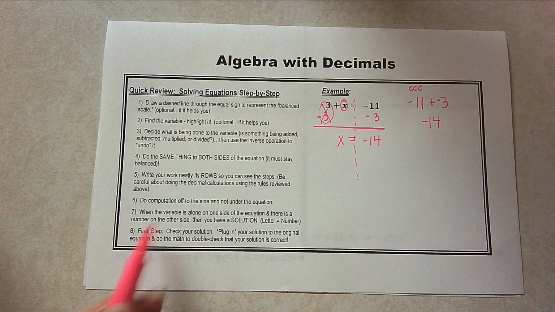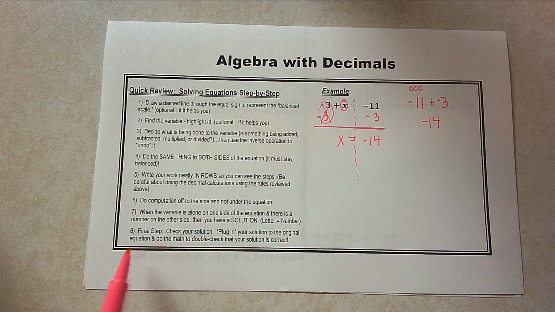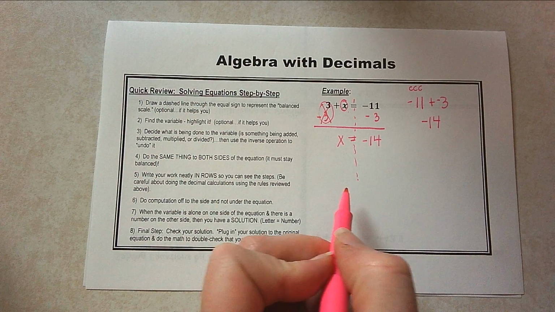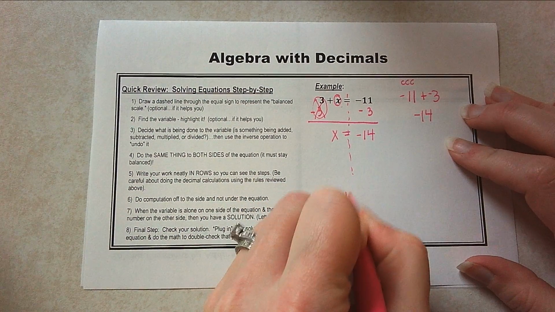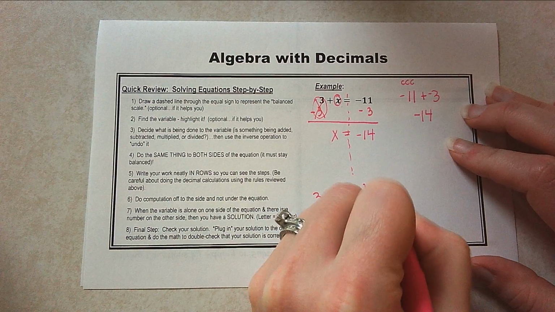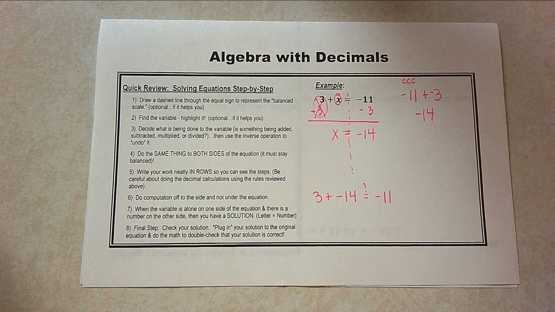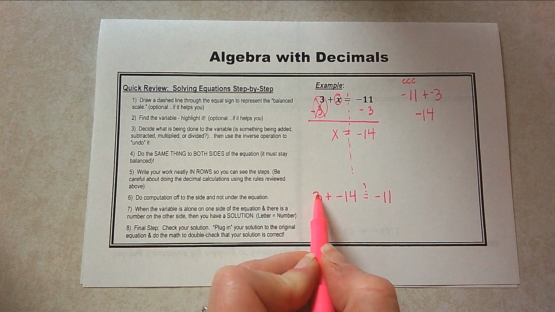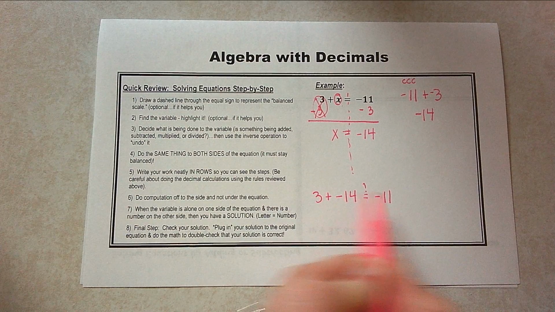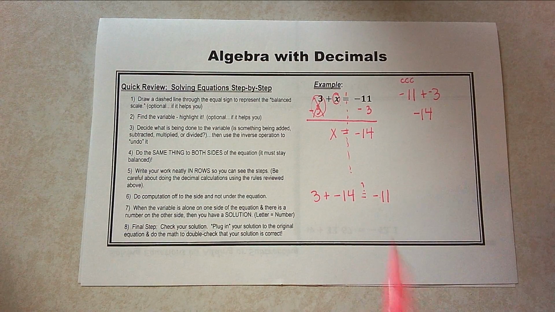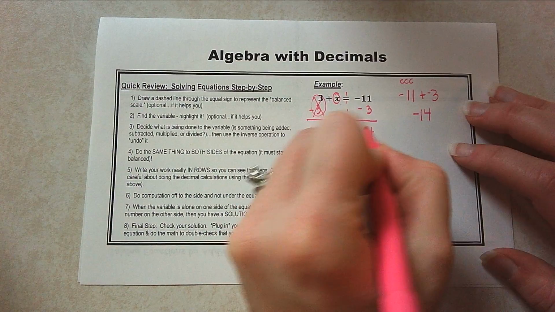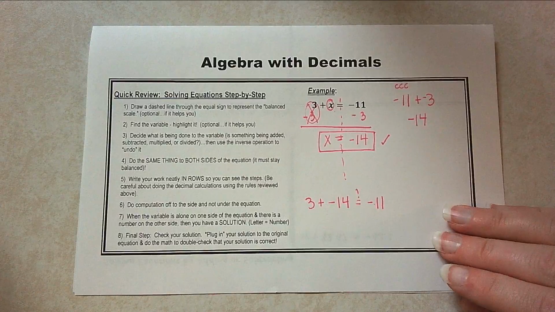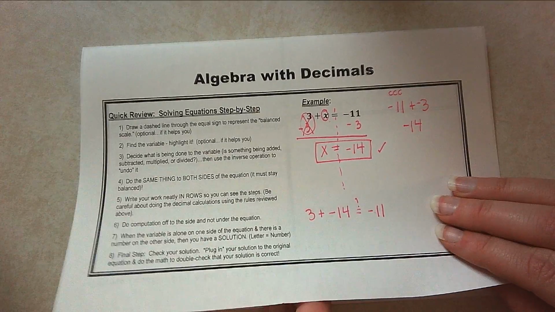Number 8, the final step is check your solution. Plug in your solution to the original equation and do the math to double check your solution is correct. You can do this either written out, 3 plus negative 14 equals, doesn't equal negative 11, or you can do it in your head. Either way is okay. Same signs add and keep, but different signs, a positive and a negative, we subtract. 14 minus 3 is 11. Keep the sign of the higher number, which is negative, and then you'll be exact. And so negative 11 matches here, negative 11, so my answer, x equals negative 14, checks. And that is just a reminder of how we solve one-step equations.